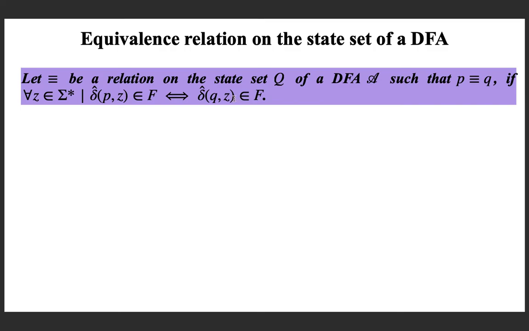So, you cannot find a Z such that for the string Z, one of the paths ends up in a final state and the other one is not in a final state. That you cannot have. If you have such a path, then P and Q are non-equivalent, but here we are looking at the equivalent states. That is, for all strings Z, the path for Z from both P and Q will go to final states, or both will go to non-final states.